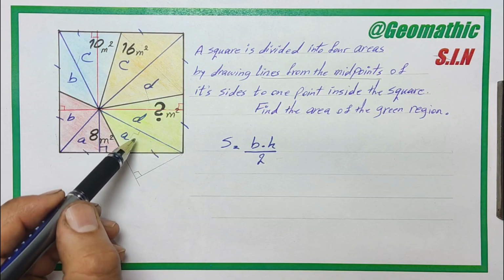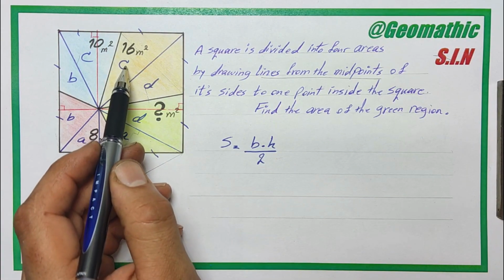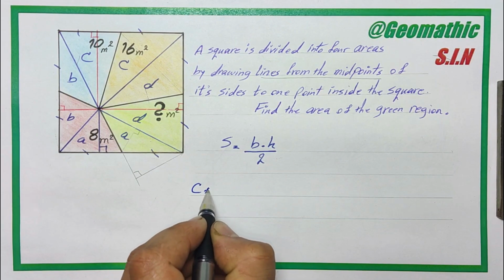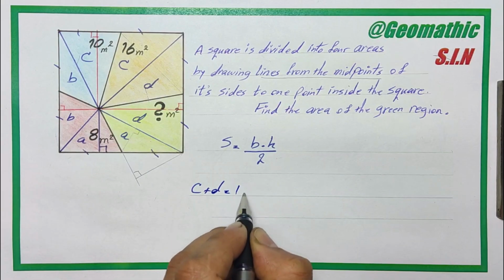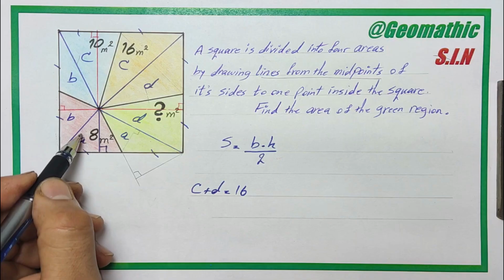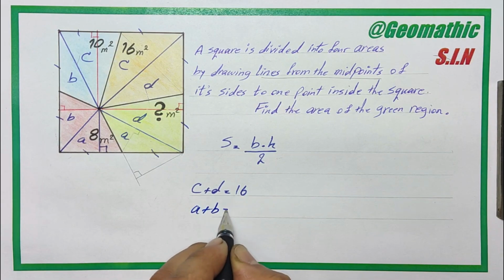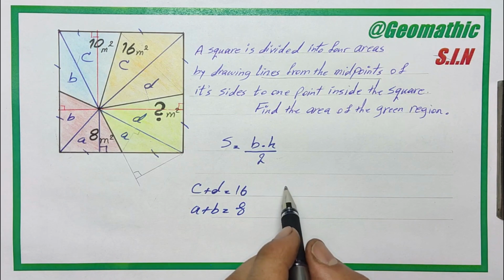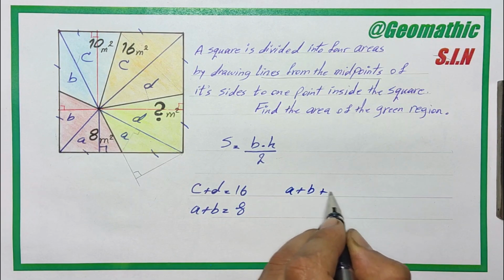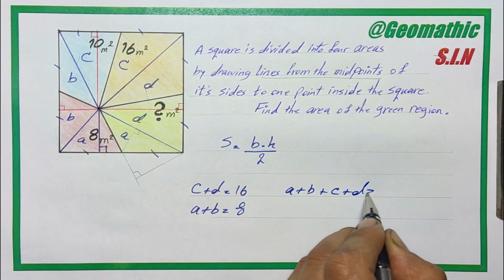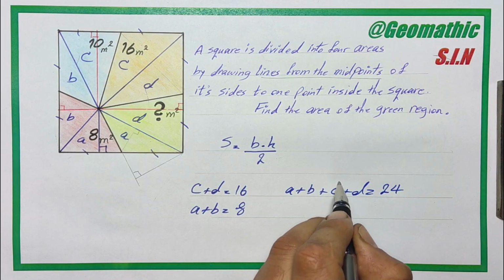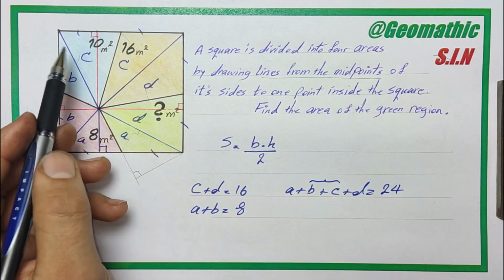So how do we find it? Very easily. Notice that triangle C plus triangle D equals 16. So I write that C plus D equals 16. And here triangle A plus triangle B equals 8. A plus B equals 8. Now if we put them together, we get A plus B plus C plus D equals 16 plus 8 equals 24. We also know B plus C equals 10 from here.